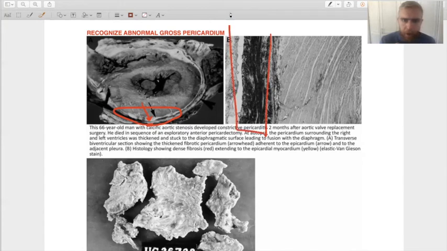This here in image B is containing an elastin stain. And so it's staining for fibers, basically. And so this is showing you how dense the fibrosity of the pericardial layer is in this particular heart.